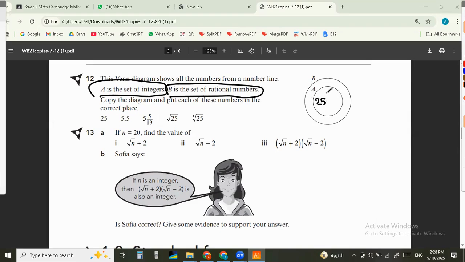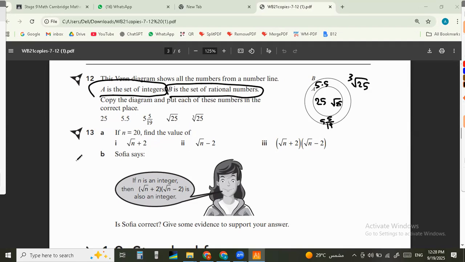So 25 is an integer. 5.5, no, it is not an integer. Integer is only whole numbers. So you write it over here because it is rational. It's not an integer, mister. I must write it in the rational. Square root of 25, that's 5. So you write square root of 25 here. It is an integer equal to 5. Cubic root of 25, mister, is actually not an integer, not rational. So you must write it outside of the whole thing.